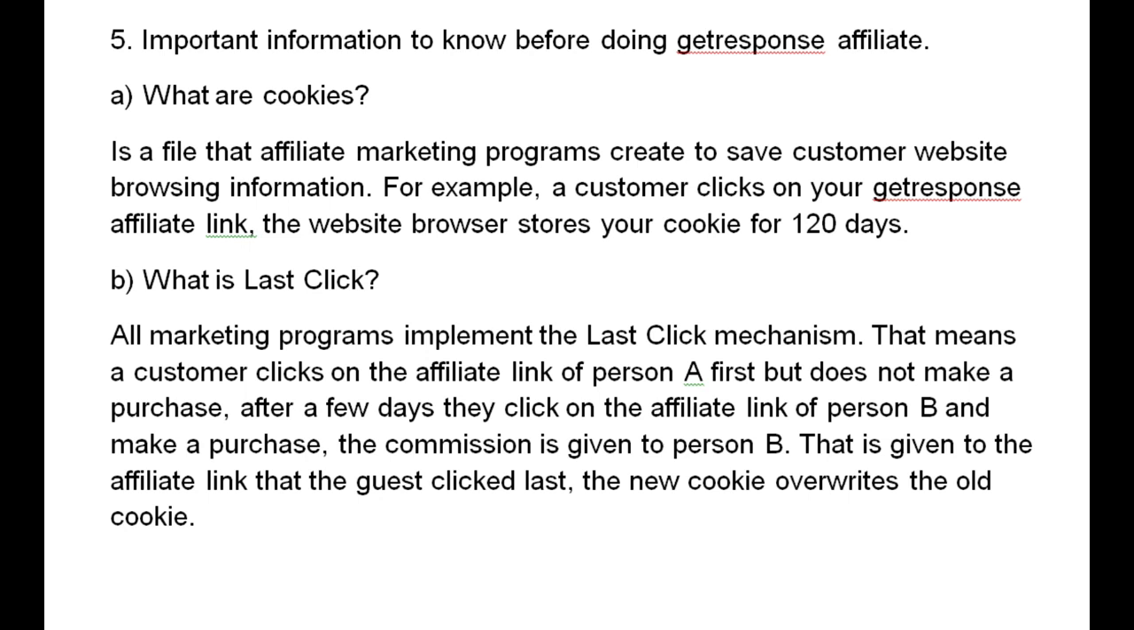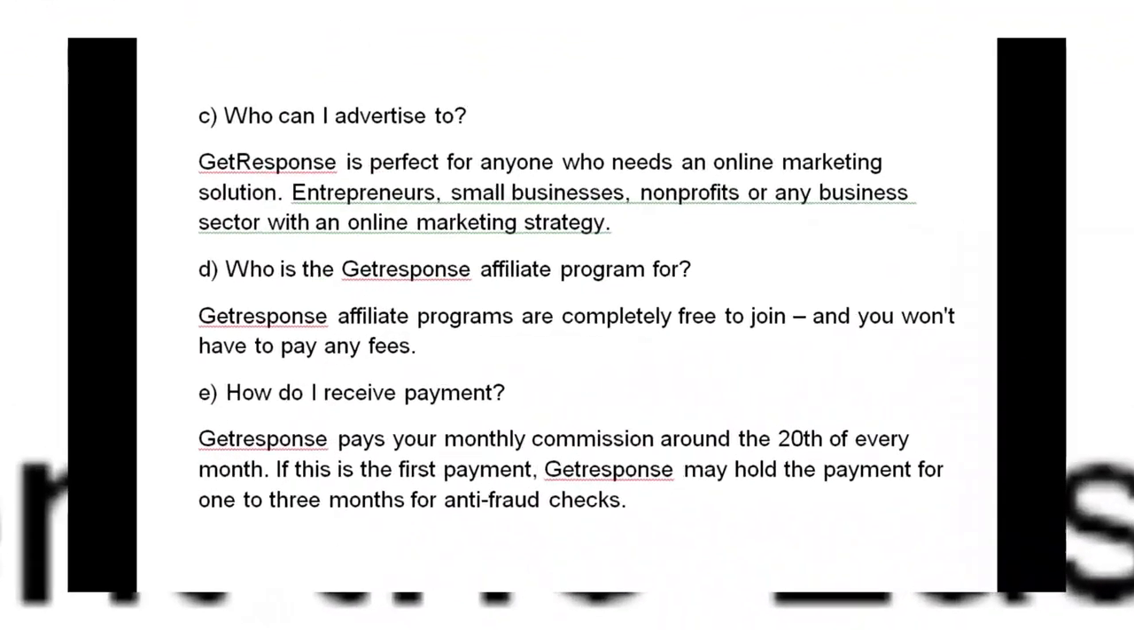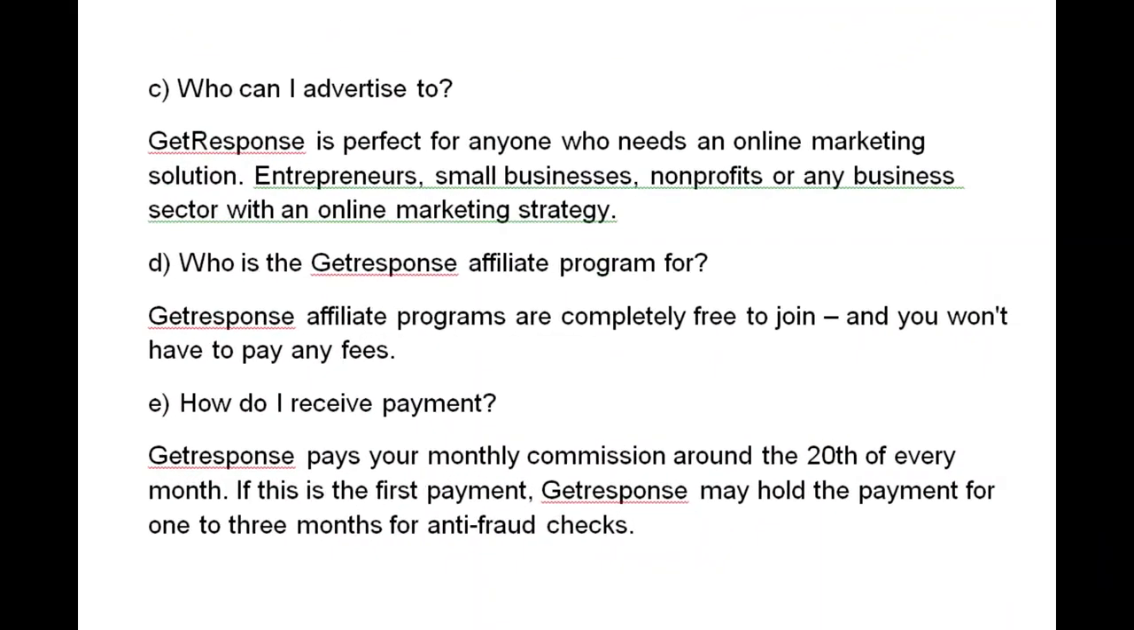B. What is last click? All marketing programs implement the last click mechanism. That means a customer clicks on the affiliate link of person A first but does not make a purchase. After a few days they click on the affiliate link of person B and make a purchase. The commission is given to person B, that is, to the affiliate link that the guest clicked last, the new cookie. C. Who can I advertise to?